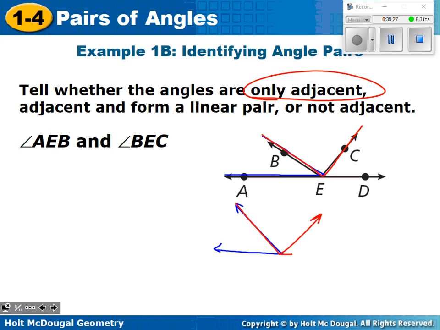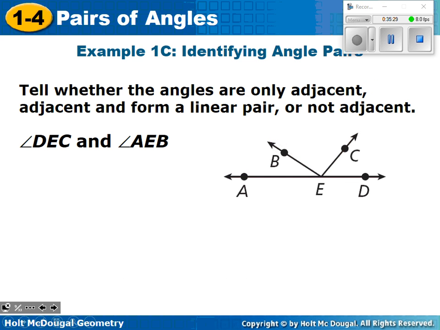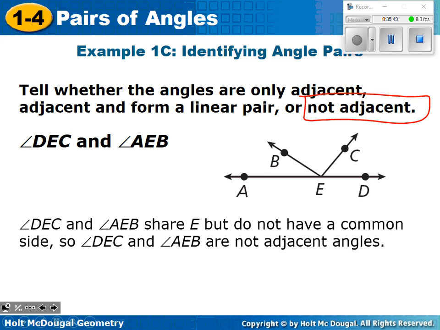Okay, last one. Hands up if you think they're only adjacent. Okay, hands up if they're adjacent and form a linear pair. And hands up if they're not adjacent at all. All right, that was the whole class, so good job. That is correct, not adjacent. Any questions on that one? Everybody raised their hands, so I feel like we're good. Okay. That is adjacent and linear pair.